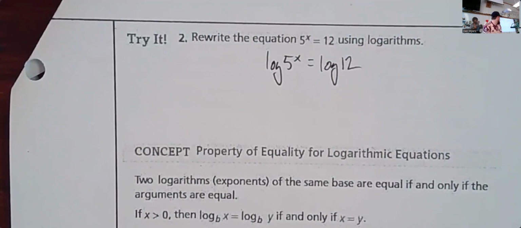Before we even start in on answering this question, though, somebody give me an estimation of what x should equal. 5 to what power is going to equal 12, roughly? What do you think? Is it going to be more than 1? What's 5 to the first power equal? 5 to the first power is what? 5. Okay. What's 5 squared? 25. So x should be in between what two numbers? 1 and 2. Okay.